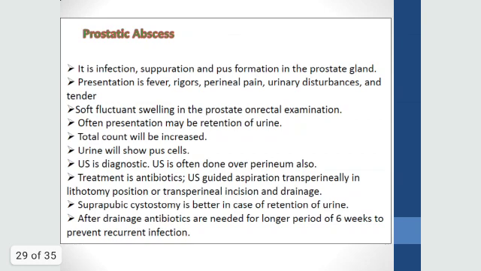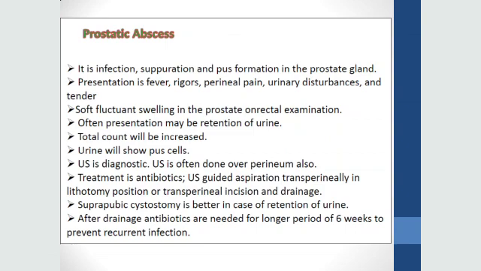Coming to the next subtopic, we have prostatic abscess. It is an infection, there is suppuration and pus formation in the prostate gland. The presentation is always with fever, rigors associated with any condition in abscess, perineal pain, urinary disturbance, and tenderness. Soft fluctuant swelling in the prostate on rectal examination. Often presentation may be of urinary retention. There's always increase in total count.